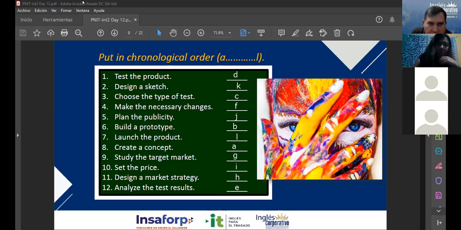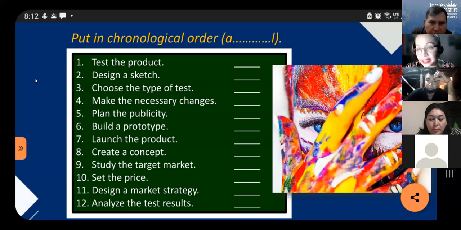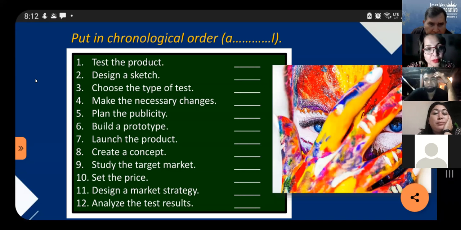So, Rudy, you say a sketch. Sketch. Six, no, letter D. The D. Six, yeah. And the other, maybe the letter E is the number three. Choose the type of sketch. Yes. Yes. Choose the type of sketch. Choose number three. And the other.